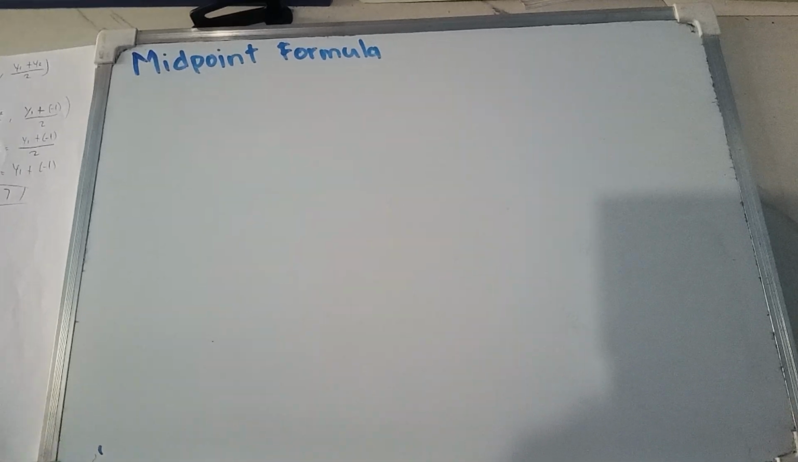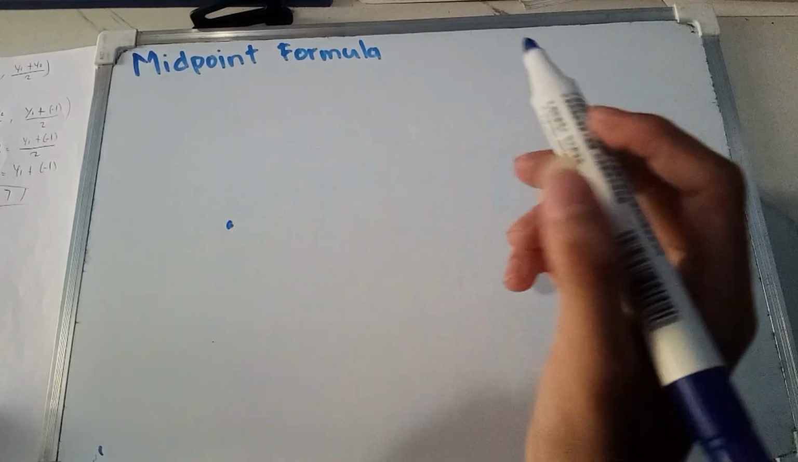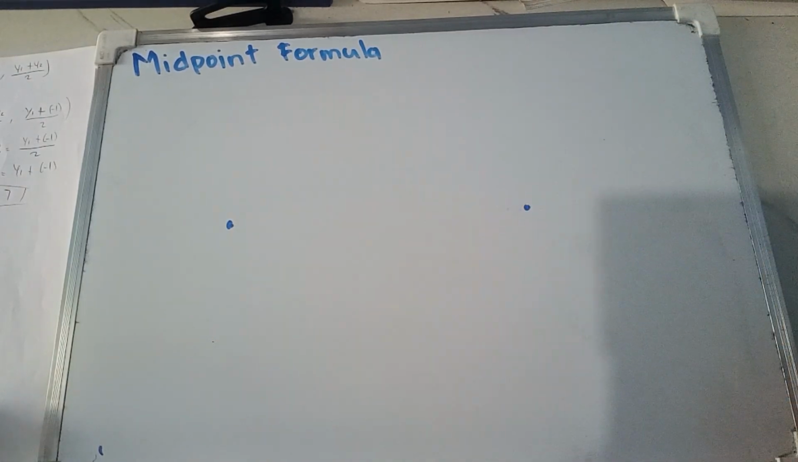Now this time, we will discuss what we call the midpoint formula. When we say midpoint, it is the point that's halfway between two given points on a coordinate plane. So let's say we have point 1 here and point 2 here.